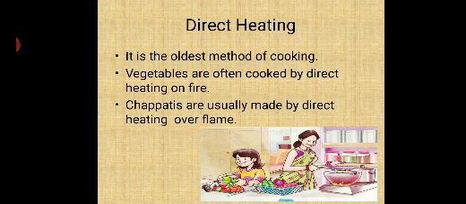Our next topic is direct heating. As you can see in the picture, a lady is preparing food and has kept the utensil directly on the gas. It means the flame or heat goes directly to the food. The food is being directly heated, isn't it? That method is called the direct method. It is the oldest method of cooking. Vegetables are often cooked by direct heating on fire. Chapatis are usually made by direct heating over the flame.